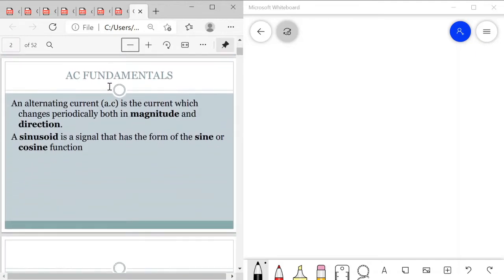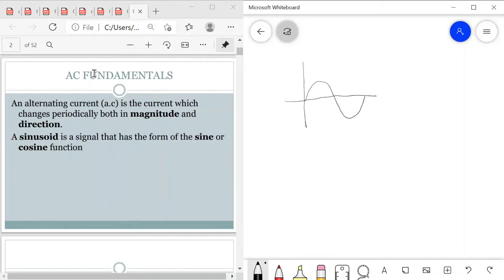So what is alternating current fundamentals? An alternating current or AC is the current which changes periodically both in magnitude and in direction. A sinusoid is a signal that has the form of sine or cosine function. You already discussed in your trigo subject what is sine and cosine function. Okay? So sine, let's recall, it starts at this reference.